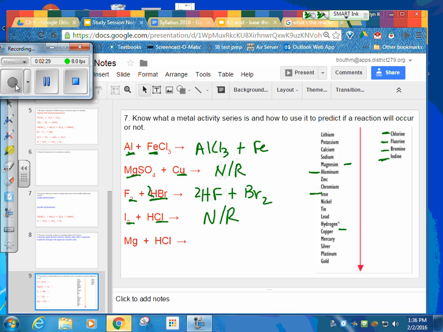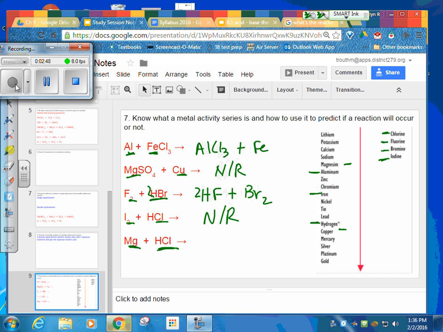And the last one, if I have Mg and HCl, magnesium is a metal. Neither of these are a metal, but remember, hydrogen acts like a metal because it has that +1 oxidation number. So it gives it something in common with the metals. And so the question is, is magnesium more reactive than hydrogen?